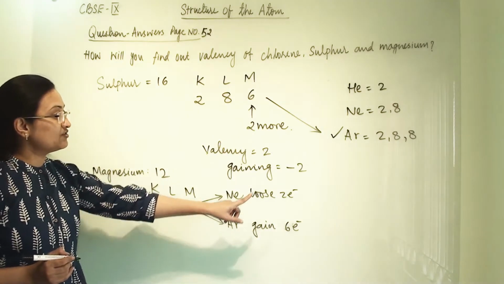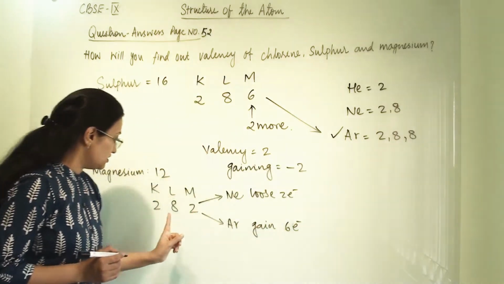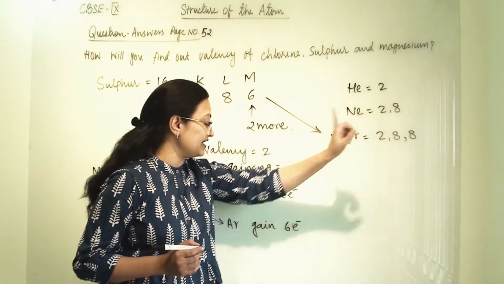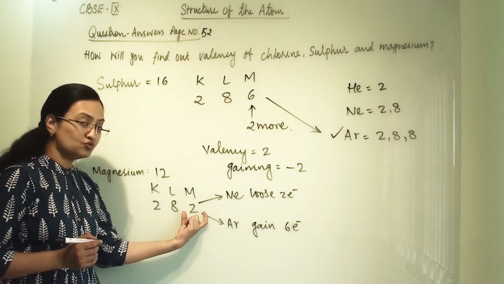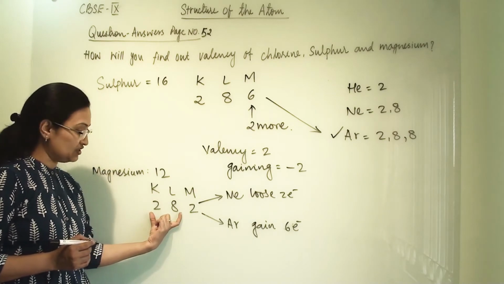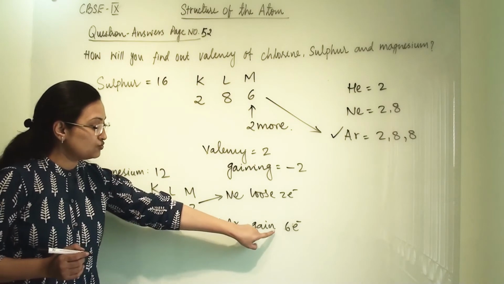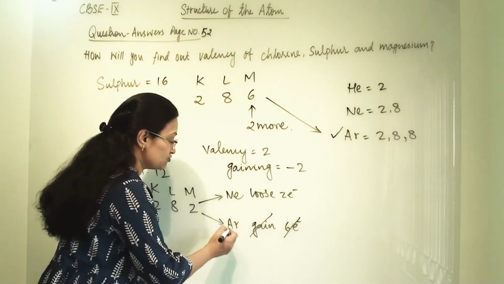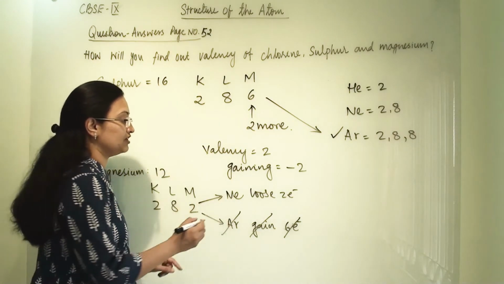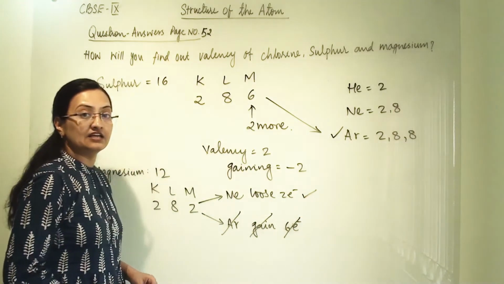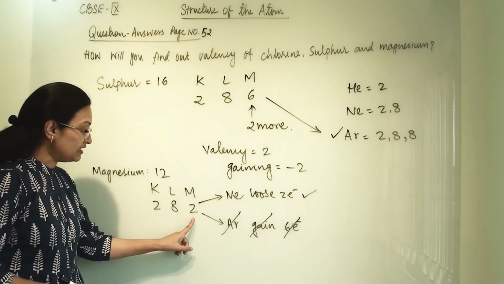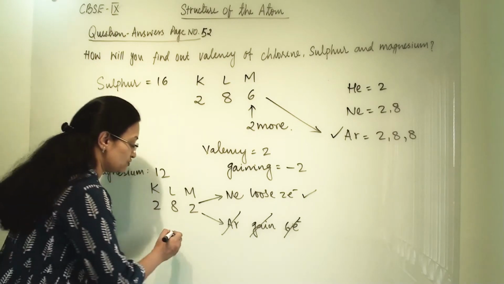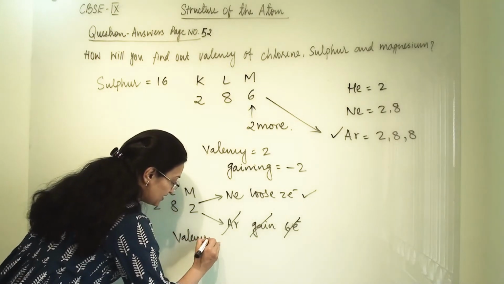Why? Because argon's electronic configuration is 2, 8, 8. So here we need 6 more electrons, and neon's electronic configuration is 2 and 8. So it has to lose 2 electrons and it will become like neon. So which one is easy? To gain 6 electrons or to lose 2 electrons? This is difficult, so it will achieve the electronic configuration just like neon. How will it do it? By losing 2 electrons. Now here it is losing 2 electrons, so that's why the valency is 2.